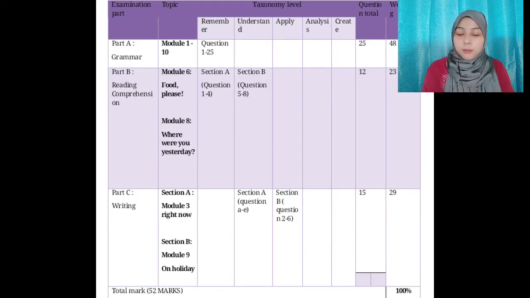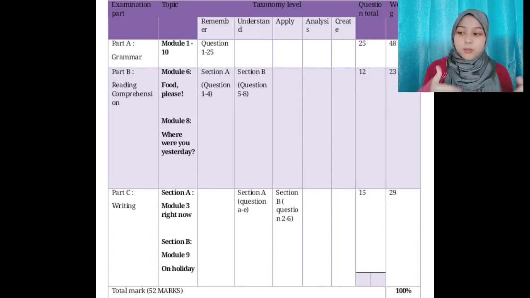Right now I am going to explain to you about part B, reading comprehension. The topic that I have chosen for section A is module 6, food please, and for section B I chose module 8, where were you yesterday.